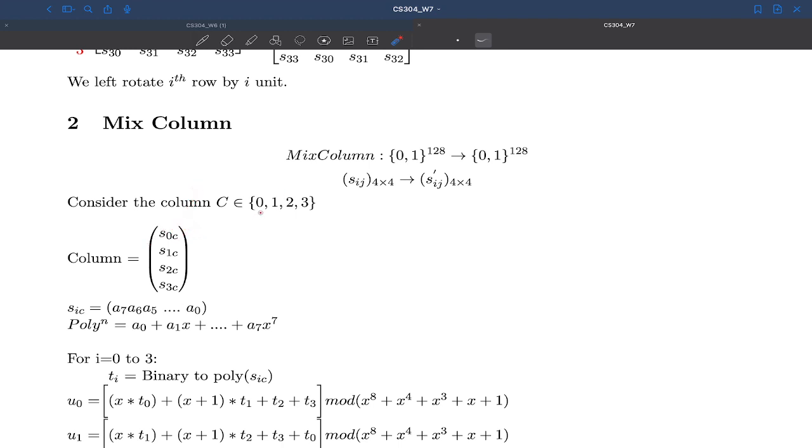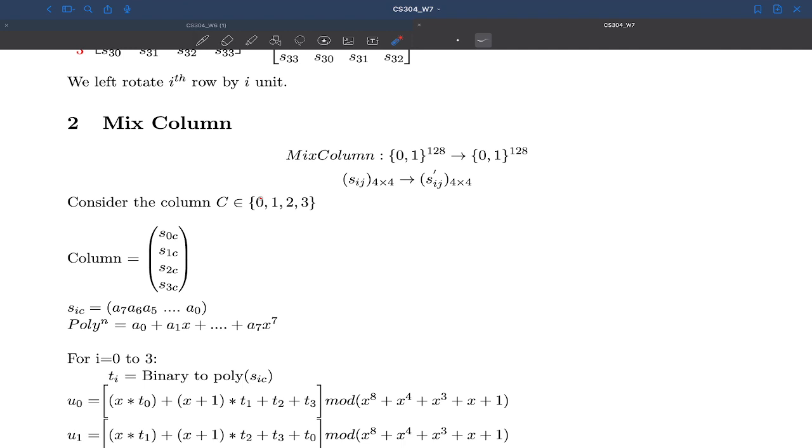So in mixed column, we take one column, we do something to that column, we get a new column, and we place that column in our output. One by one, we process each column and get a new transformed column. So by doing the operation column-wise, we get a new matrix.